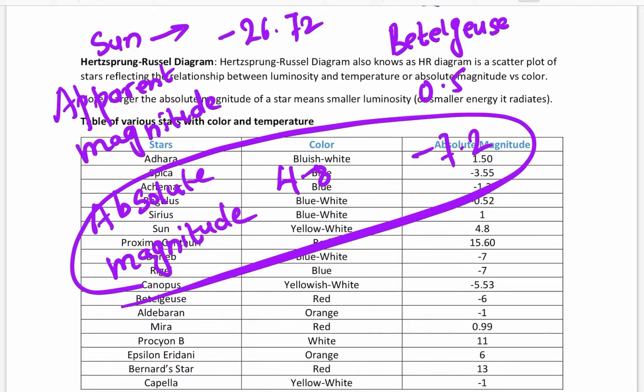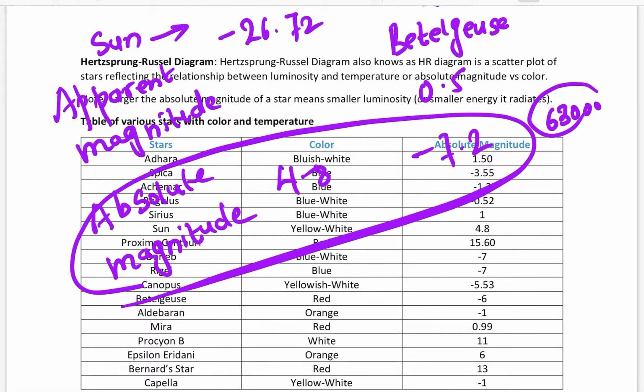Or if you do the math, then Betelgeuse is about 63,000 times brighter than the Sun. That means it is 63,000 times more luminous than the Sun. Okay, so what is the absolute magnitude? I'm not writing all the details of the apparent magnitude and the absolute magnitude, because I have already discussed these two in other videos. So feel free to go back and watch the other videos.